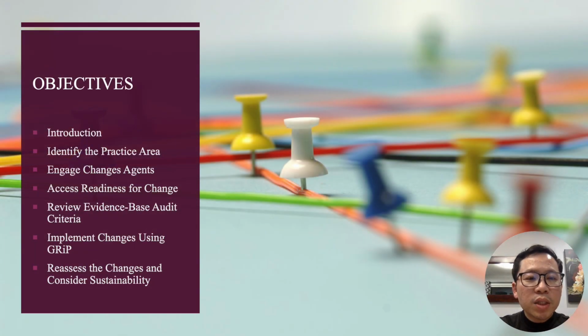Objective: Identify the practice area, engage change agents, assess readiness for change, review the evidence-based audit criteria, implement change using GRIP, reassess the change, and consider sustainability.